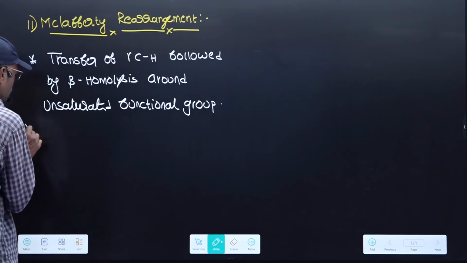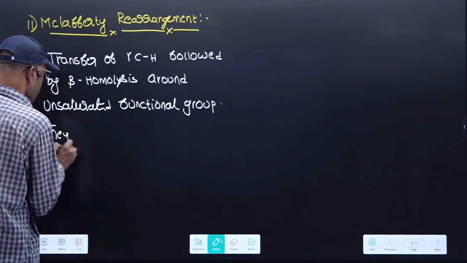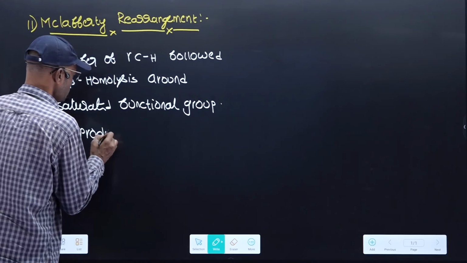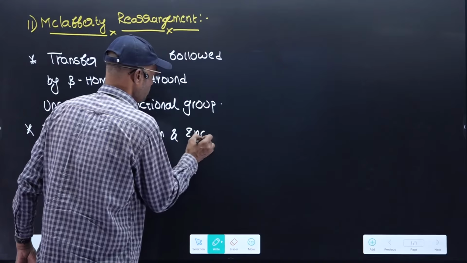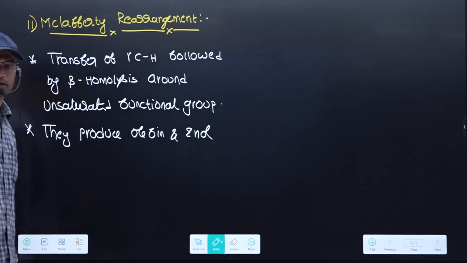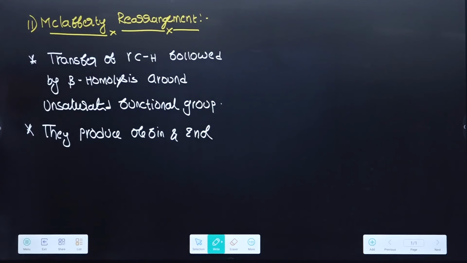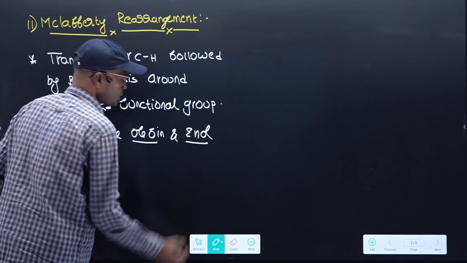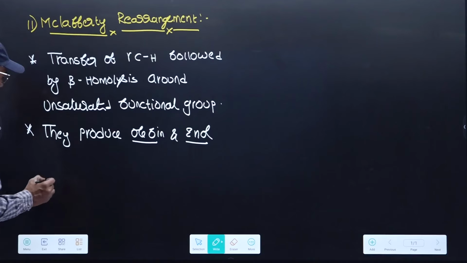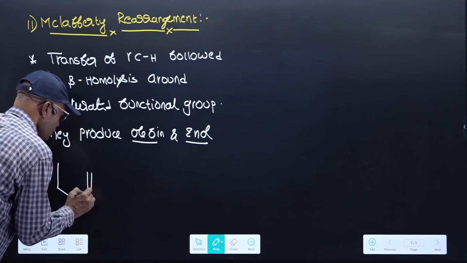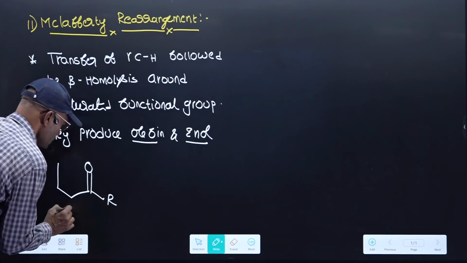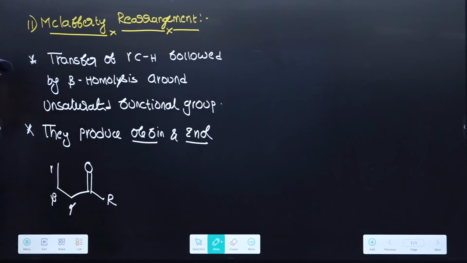So what do they produce? McLafferty produces olefin and enol. Enol and olefin are the resultant answer here, the major products in McLafferty rearrangement. So this is the McLafferty rule, the 11th rule. This is C double bond O, with R I am using. This is alpha, beta, gamma.